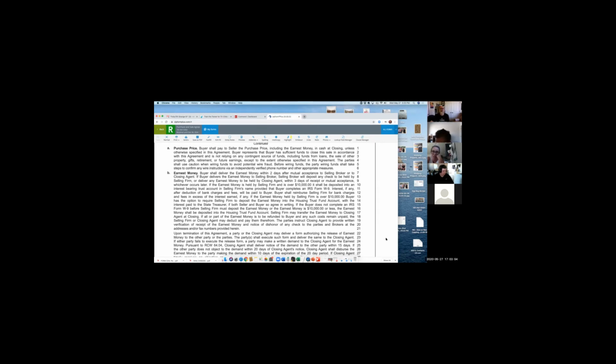Correct. Yes. So that's a huge one, right? That right there in line 1 and 2, unless otherwise specified in this agreement, buyer represents a buyer has sufficient funds to close this sale in accordance with this agreement, right? And is not relying on contingent source of funds. Okay?